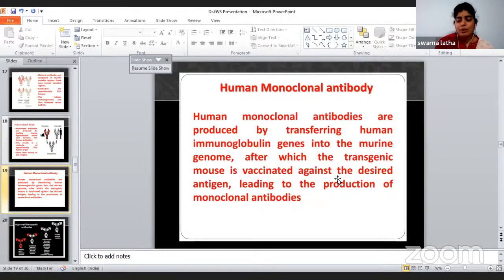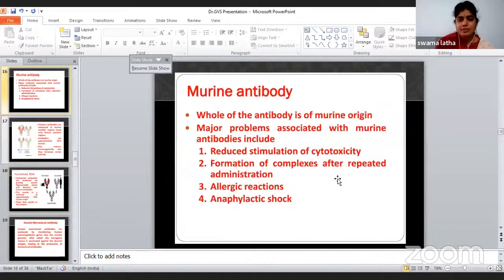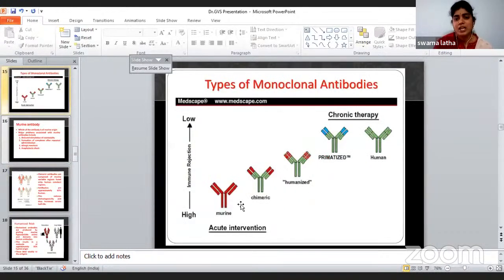So here all the things are simple. There is a minor difference. See, a murine antibody is completely mouse-based, whereas with respect to the chimeric, the constant regions are from human origin, and the variable regions are collected from the mouse and fused with the human immunoglobulin. Then we can call that kind of monoclonal antibody a chimeric.